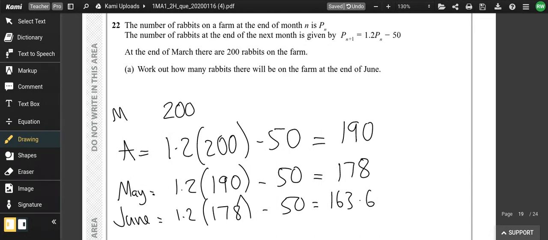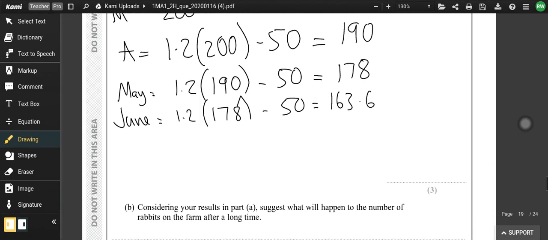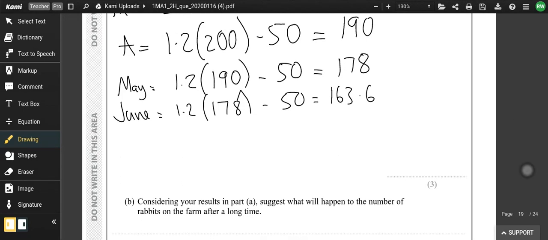If you want a shortcut for this, for those of you that are doing GCSE that might be watching this, you can actually just put 200 into your calculator, press equals, and then do 1.2 times the answer button minus 50. So if you do that, you can just keep pressing the button and you can see what happens to this over time. If you do that enough times, you'll see that this kind of becomes negative after a few months.